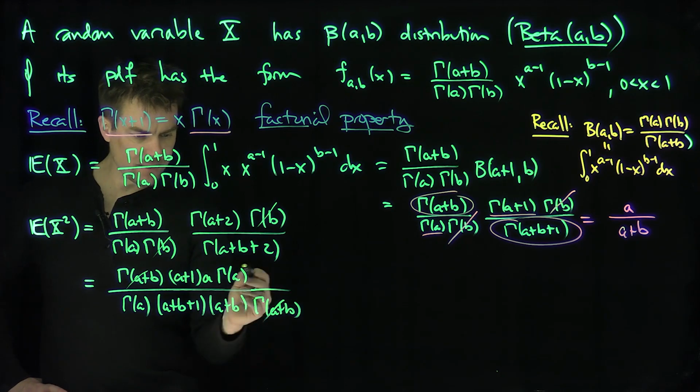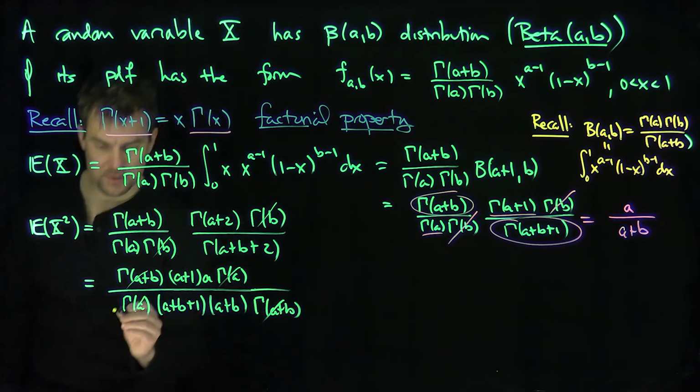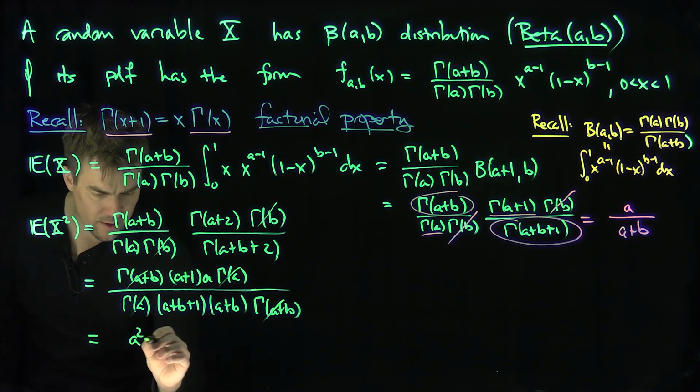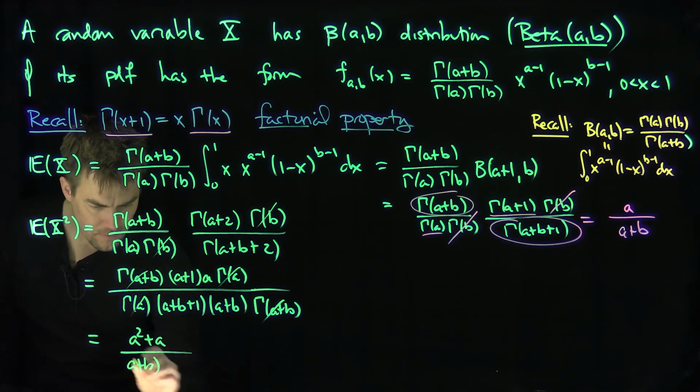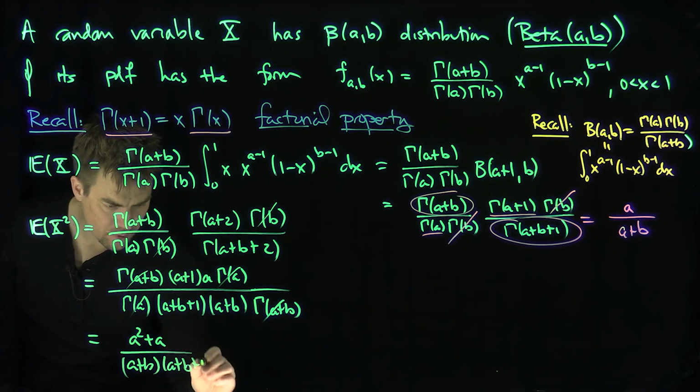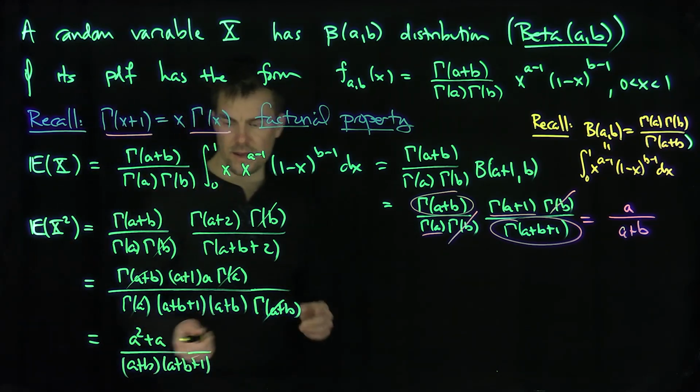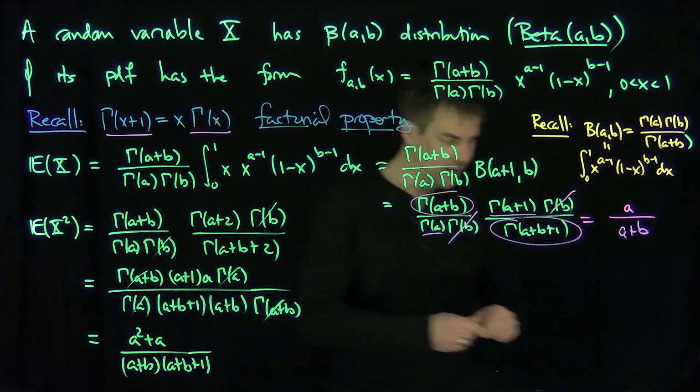Now the gamma of a plus b will cancel, the gamma of a will cancel, and we just found the second moment. The second moment is exactly a squared plus a over a plus b times a plus b plus 1. Now to find the variance, I have to take this and subtract off the mean squared. So what's the variance going to be?